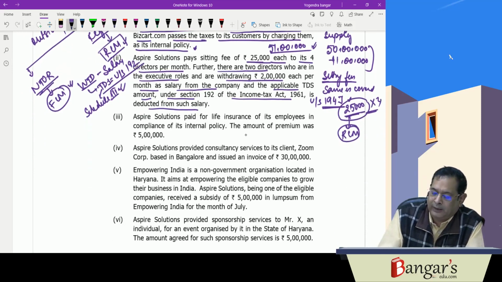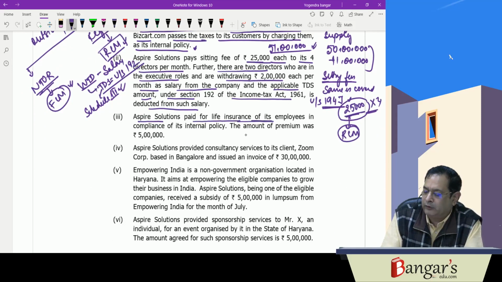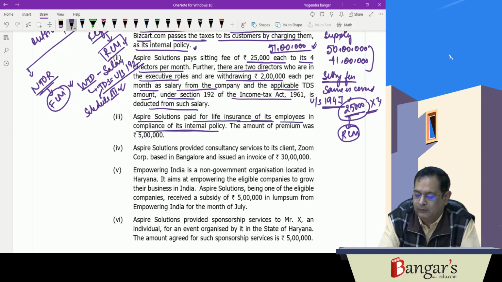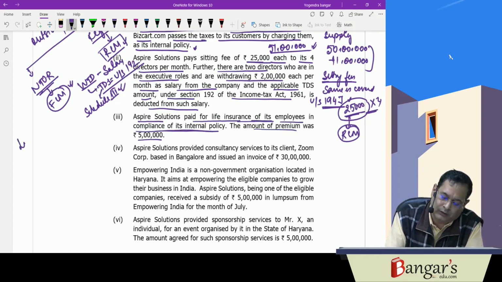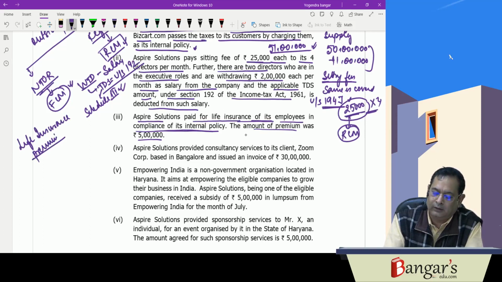And third, Aspire Solutions paid for life insurance of its employees in compliance with its internal policy, and the amount of premium was 5 lakh rupees. Here, the life insurance premium is paid as per the internal policy, not under a statutory obligation.